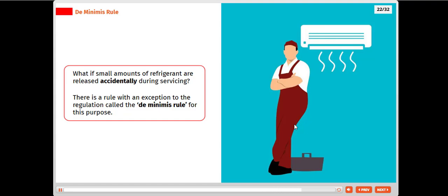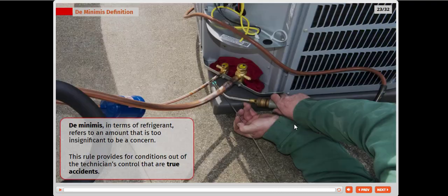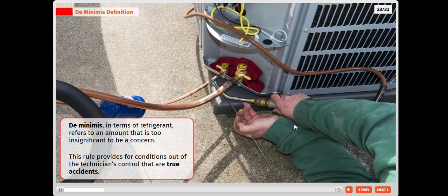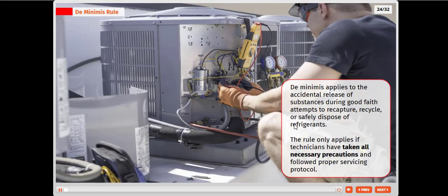De minimis, in terms of refrigerant, refers to an amount that is too insignificant to be a concern. This rule provides for conditions out of the technician's control that are true accidents. De minimis applies to the accidental release of substances during good faith attempts to recapture, recycle, or safely dispose of refrigerants. The rule only applies if technicians have taken all necessary precautions and followed proper servicing protocol.